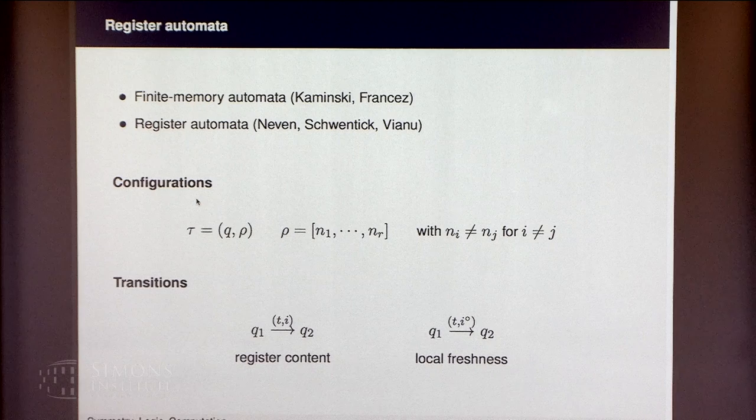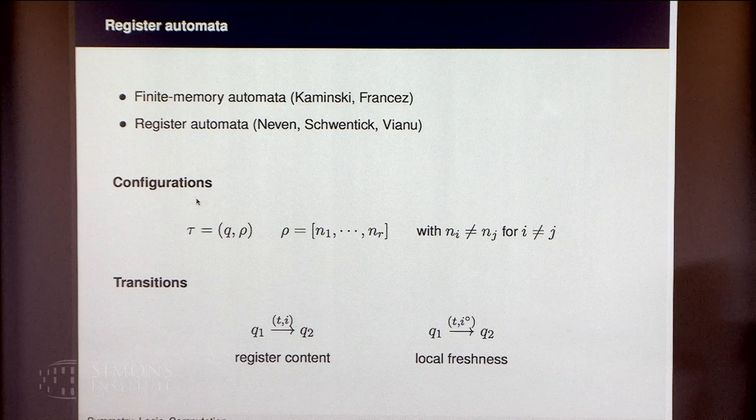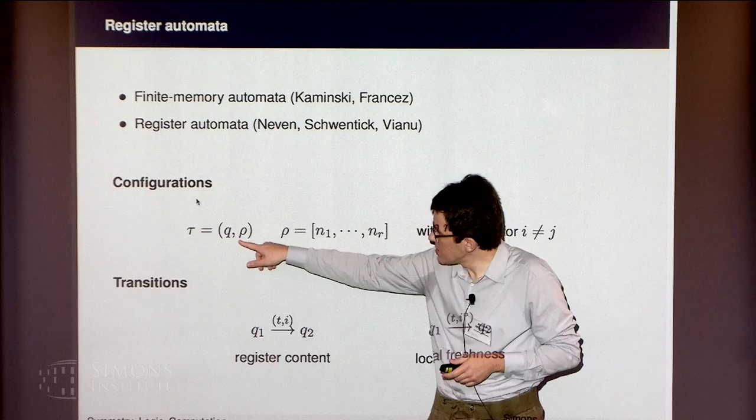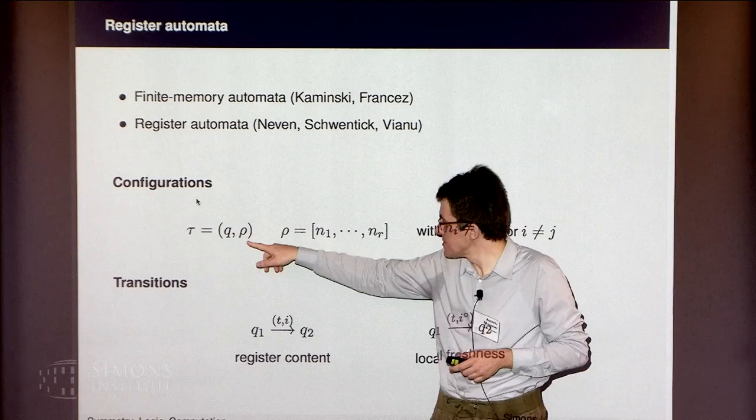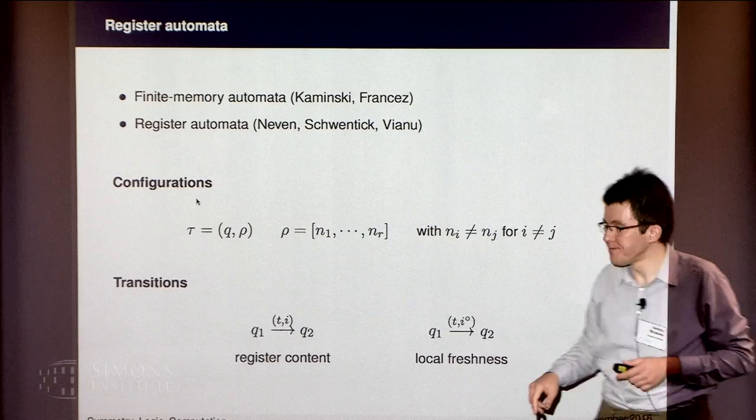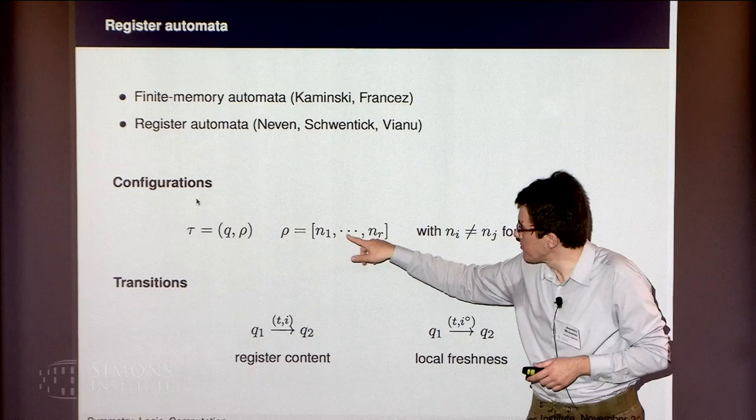So register automata, and then I'm going to extend them slightly to pushdown register automata. Register automata is a modern name for a model called finite memory automata, introduced by Kaminski and Francez. And then a more modern presentation was used by Neven, Schwentick and Vianu. They are quite simple. They have finitely many states, and in addition, they have a fixed set of registers, R in my case. These registers can store elements of the infinite alphabet, and we assume that different names have to be stored in different registers.